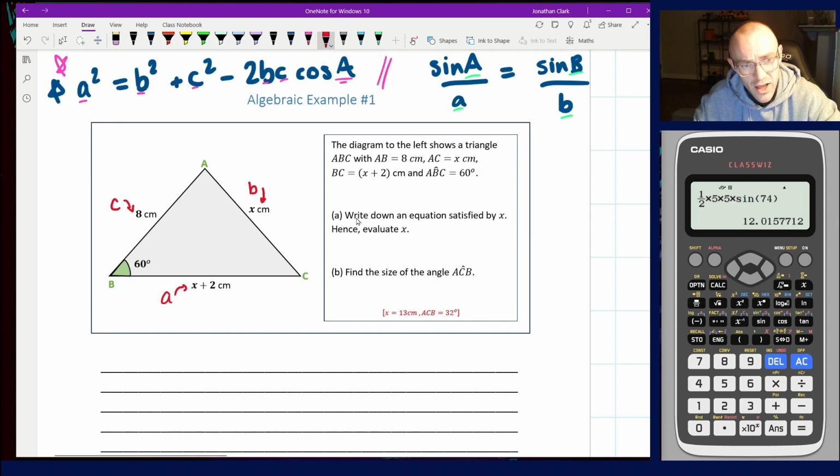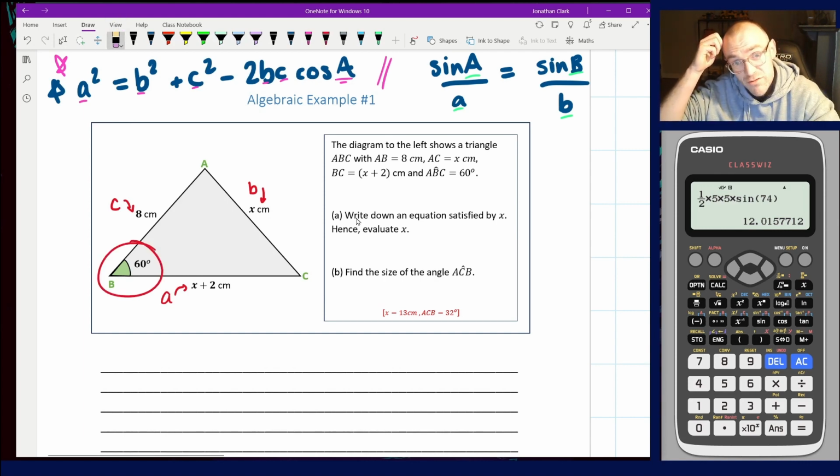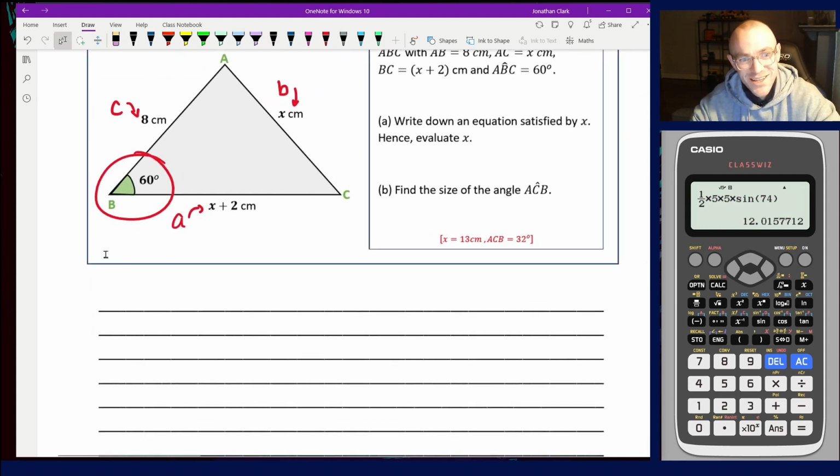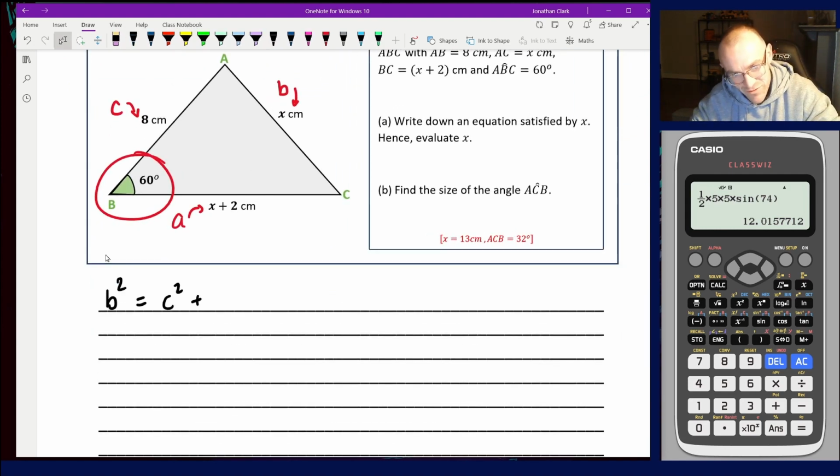Because the angle that I know is at B, I think I'm going to use the version of the formula that swaps A and B around. It's going to look something like this. B squared equals A squared plus C squared minus 2AC cos B. This is going to be my starting point for this question. I'm going to write it down one more time to reinforce that idea.